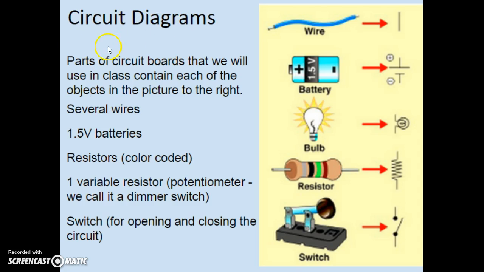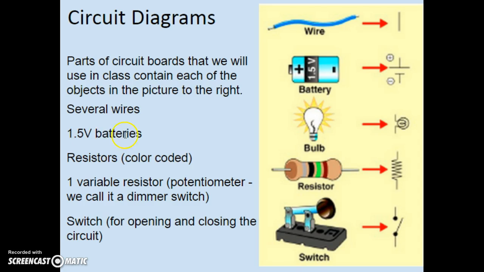So, drawing circuit diagrams. The parts of the circuit boards that we will use in class contain each of the objects in the picture to the right. So we'll be using wires, batteries, bulbs. We've got resistors. They look different than this, but we can draw them with these squiggly lines. And notice a light bulb is a resistor. It's got some squiggly lines. That'll be the filament that's actually heating up, and we'll talk about that a little bit further. And then a switch. Notice in the picture it shows that it's closed, but in the diagram it actually shows it's open. So don't get that confused. Just make sure you're drawing it open when open and closed when closed.